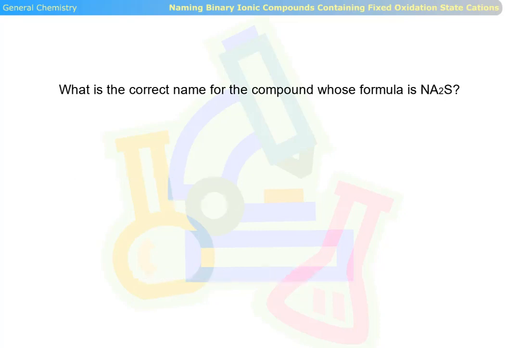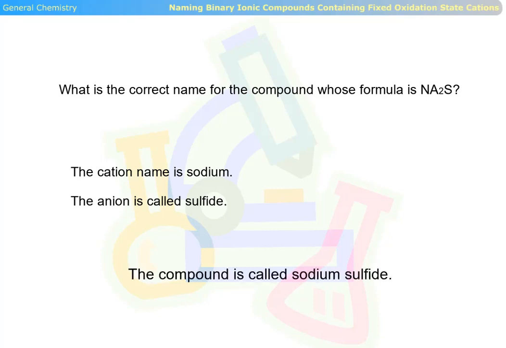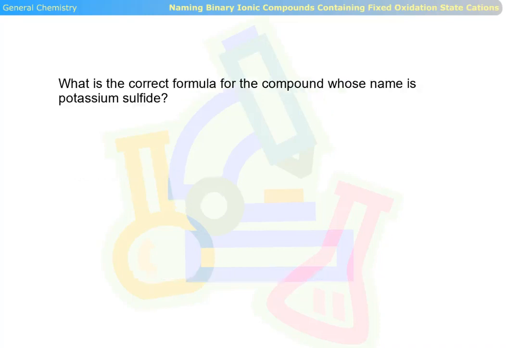What is the correct name for the compound whose formula is Na2S? The cation name is sodium, and the anion is called sulfide, so the compound is called sodium sulfide. And finally, what is the correct formula for the compound whose name is potassium sulfide? The formula is K2S.